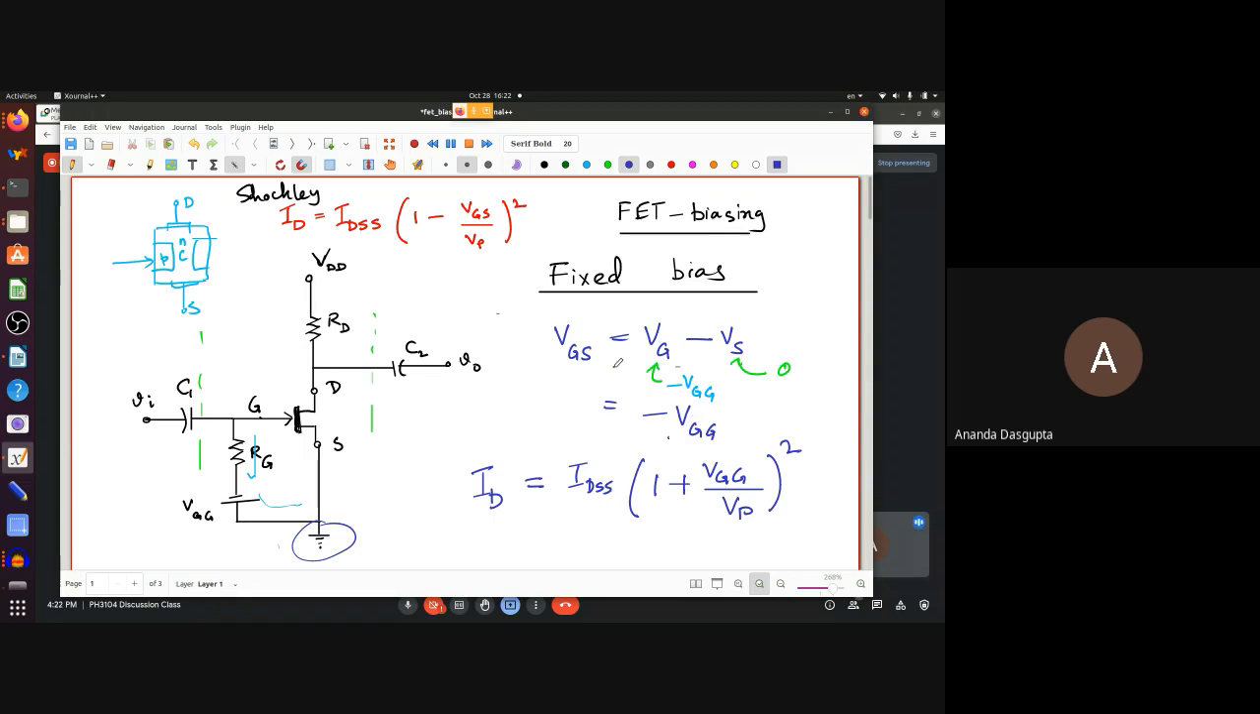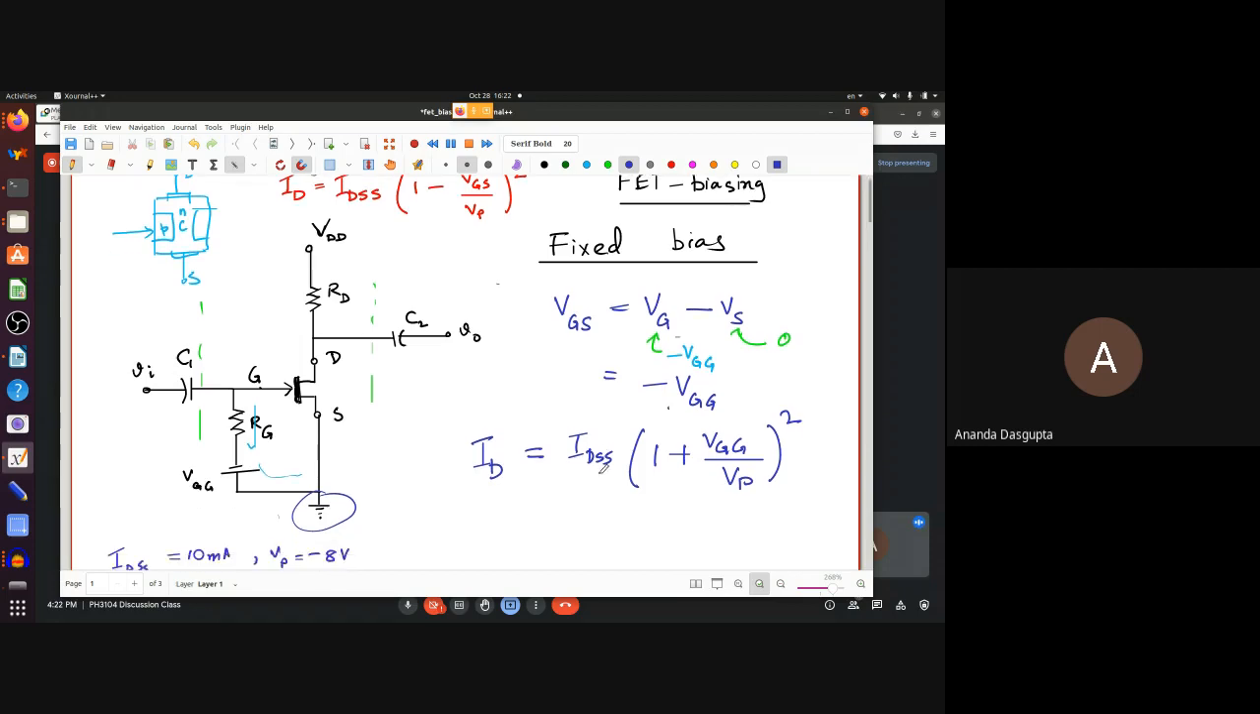And you now know VGS. So you just plug it in, minus VGG. By the way, this is less than IDSS because VP, remember, is negative. So although I'm writing 1 plus VGG by VP whole square, this is not more than 1. This is actually less than 1. So ID takes some value, which you can calculate directly. Okay. So fixed bias calculations are trivial. You can directly calculate them.